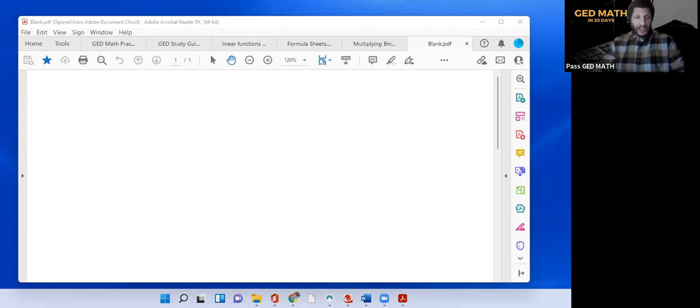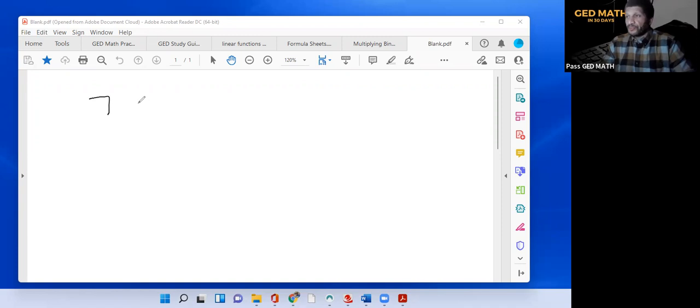Why is my calculator not opening here? Okay, I might have to do this by hand. I might not be able to open the calculator. Okay, I'm going to do this by hand tonight. I'm very upset already.